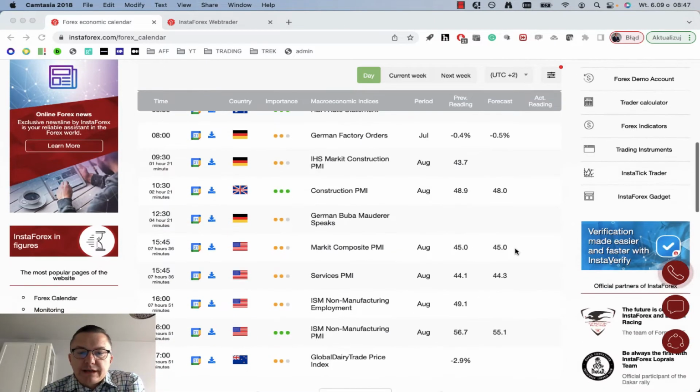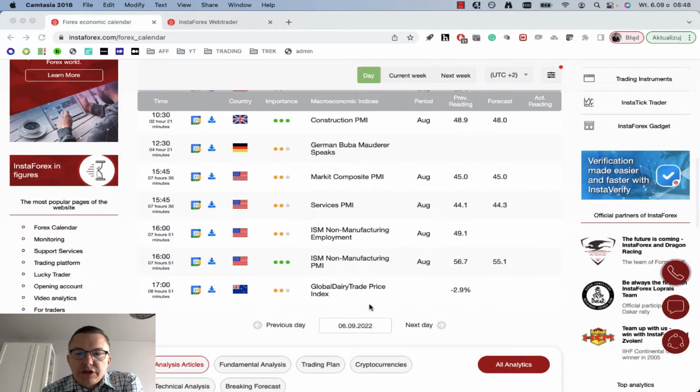During the London session, we got some data waiting to be published. German factory orders, IHS Markit construction PMI, both of them from Germany, and then we have a speech from the German Buba, Mauder will give a speech at 12:30. Construction PMI data from the UK are scheduled for release at 10:30, and the market participants expect a drop from 48.9 to 48 points.